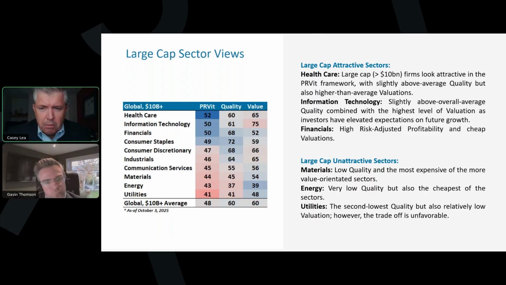In materials, we see a small bump in quality from 42 to 45, but a significant jump in valuation, which pressures the overall favorability of the sector in the large cap space. Large cap energy looks like all cap energy, very low quality and cheap valuations, but still not cheap enough to make the quality value trade-off look attractive. Finally, the large cap utilities come in with a lower average quality than the all cap average, but like materials see higher expectations than the all cap universe, which pushes the sector from slightly attractive in the all cap space to unattractive in the large cap space.